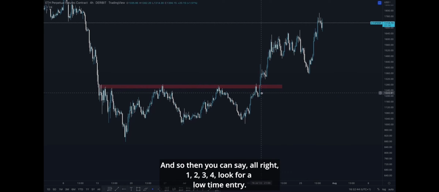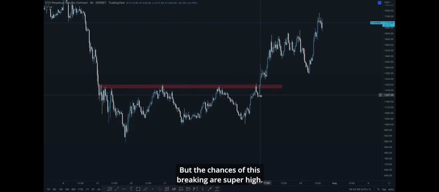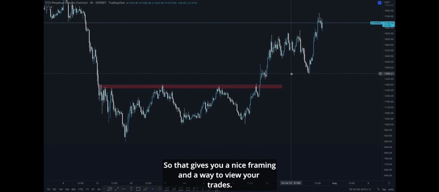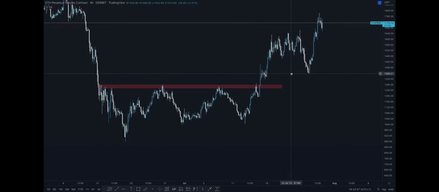And so then you can say, all right, 1, 2, 3, 4. I'm going to look for a low time entry, but the chances of it breaking are super high. Breaks, obviously. So that gives you a nice framing and way to view your trades. And I don't care about the symmetrical triangle. It doesn't mean anything to me.